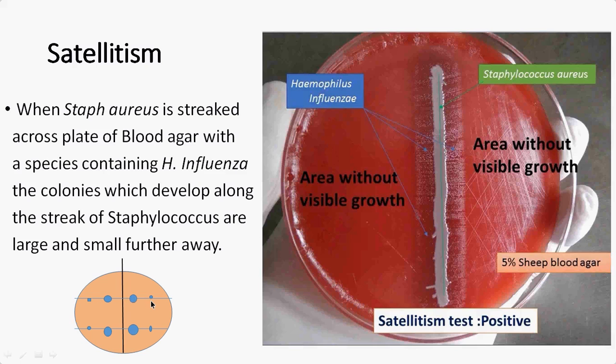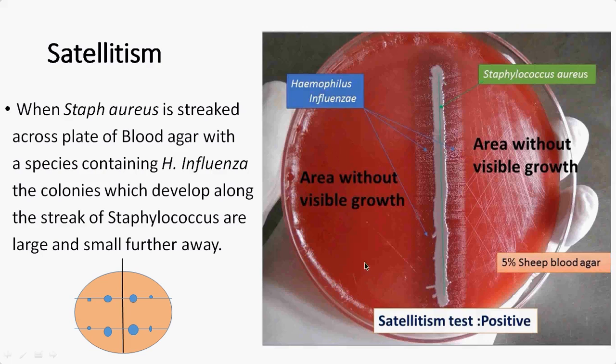Here they grow, but there is scanty V factor, so the growth media is scanty. So small colonies are seen. This looks like satellitism. So this is satellitism. This is one method of doing it, streaking Staph aureus perpendicular to the H. influenzae.